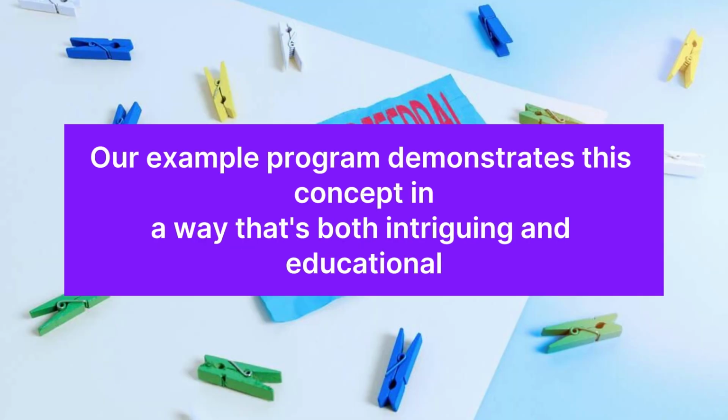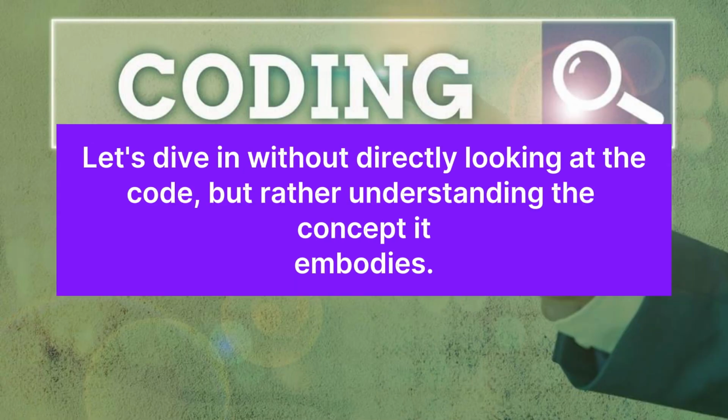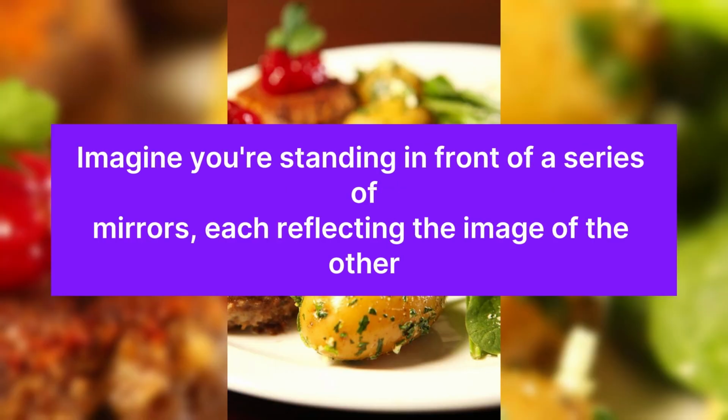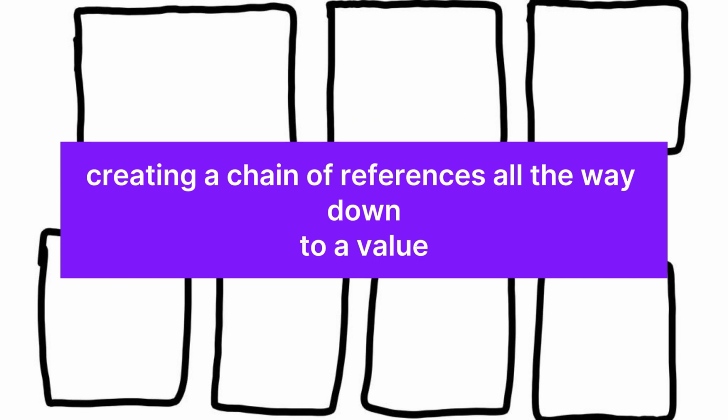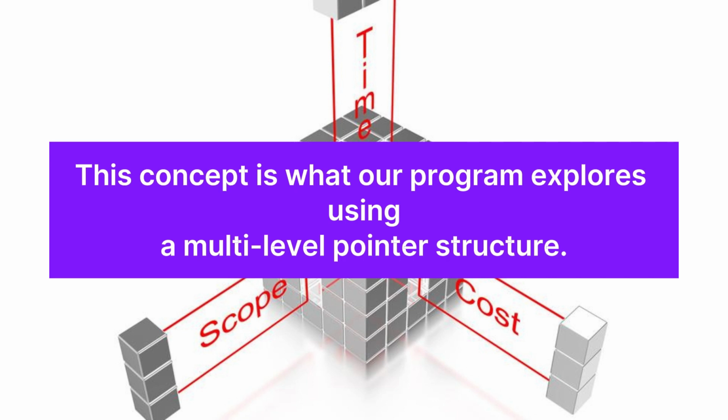Our example program demonstrates this concept in a way that's both intriguing and educational. Let's dive in without directly looking at the code, but rather understanding the concept it embodies. Imagine you're standing in front of a series of mirrors, each reflecting the image of the other. In C programming, we can have a similar setup with pointers, where one pointer points to another, creating a chain of references all the way down to a value. This concept is what our program explores using a multi-level pointer structure.